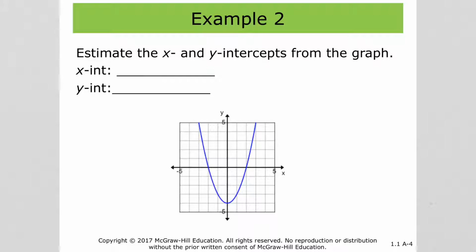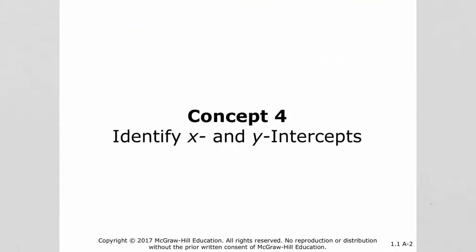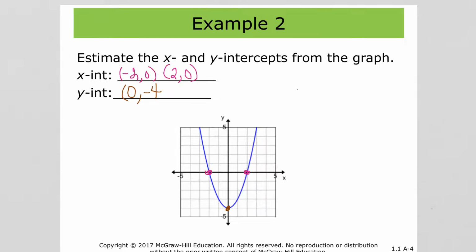Same thing here, the x-intercepts would be here and here, so it looks like there's 2 of them. We have one at (-2, 0), and another at (2, 0). And then the y-intercept looks like it's about down on -4, so that's at (0, -4). There we go.